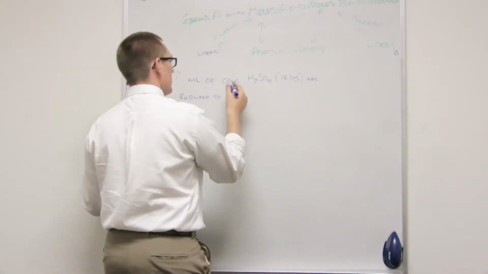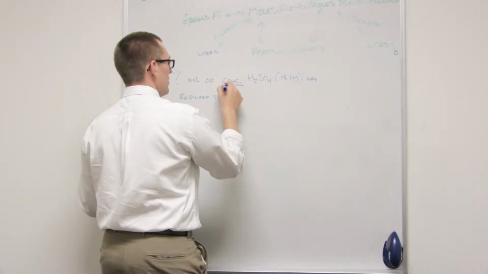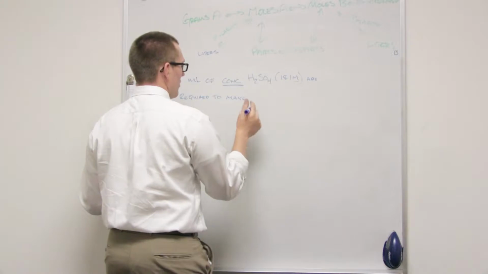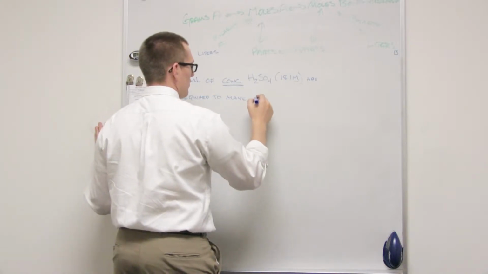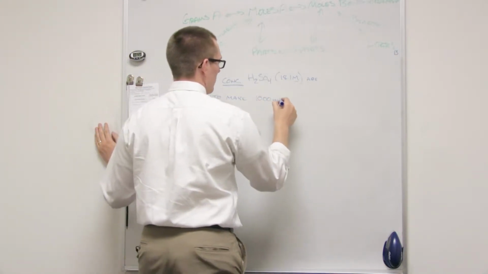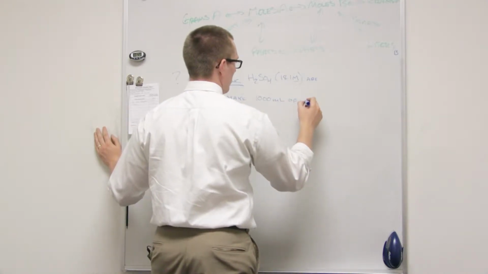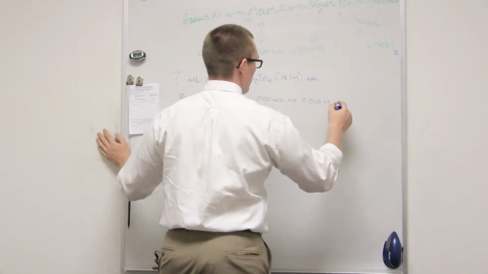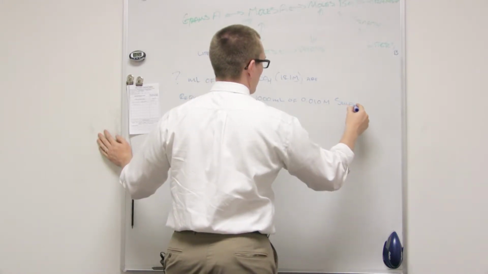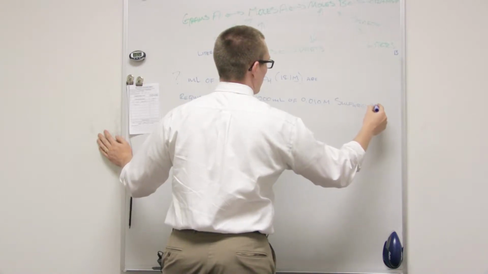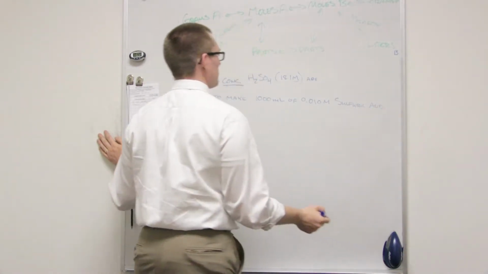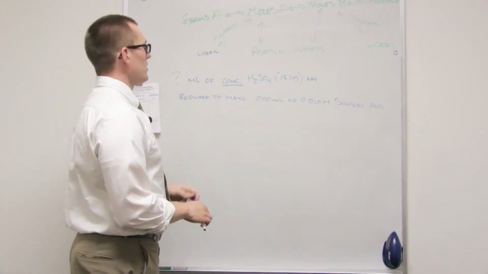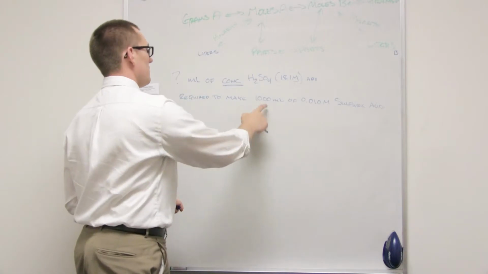So C-O-N-C just means concentrated. It's mostly this, a little bit of water. So required to make what? Required to prepare 1,000 milliliters of 0.010 molarity sulfuric acid. Yeah, that would be molarity. So we're looking for the milliliters of this to give us this.